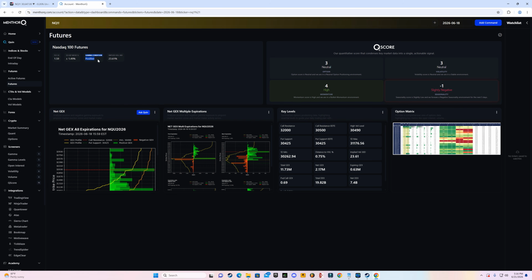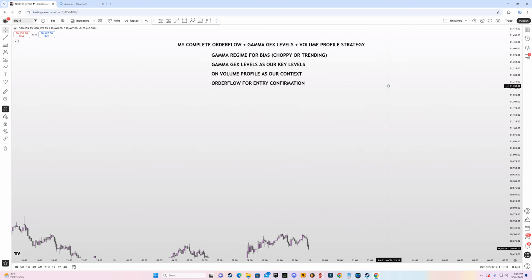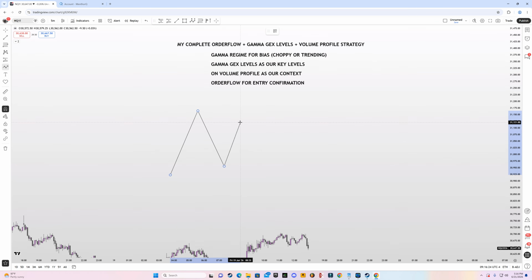So we have two types of conditions. We have a positive condition and we have a negative condition. Let's talk about the positive condition. If it shows that we are in a positive condition, the price is basically going to be in balance. So what that means is that it's going to consolidate, it's going to be a little choppy, it's going to be stable, right? These types of conditions are best for failed auction setups.